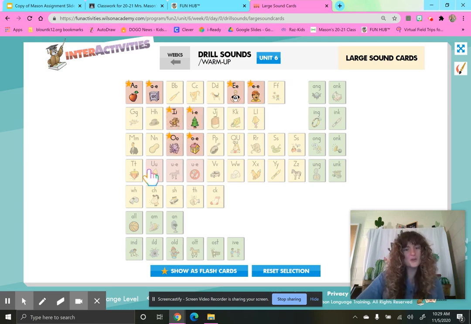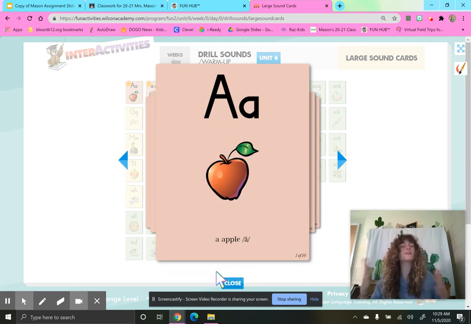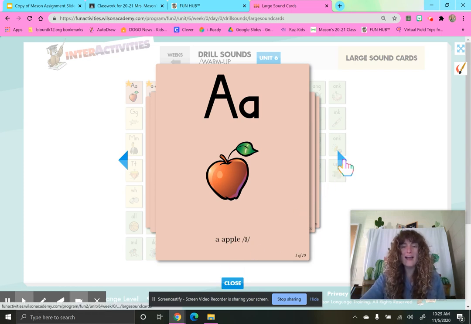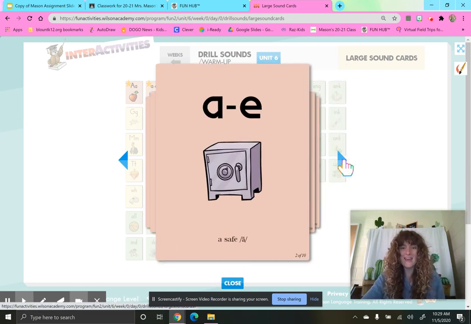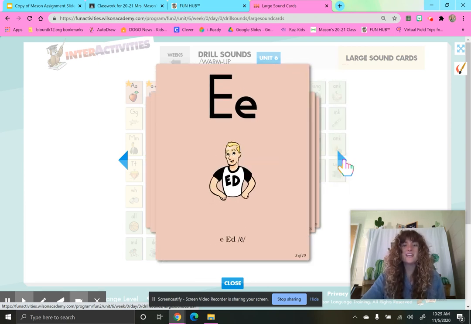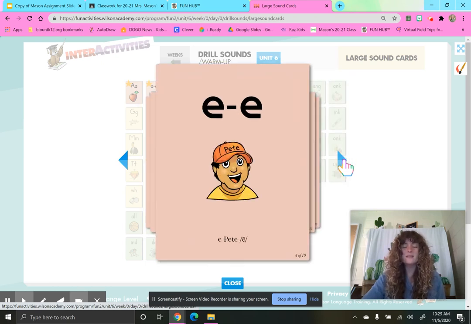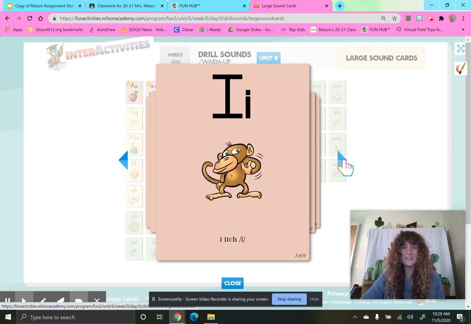So I'm going to get these ready as flashcards. Here we go. All right, so I'm going to say it, and then I want you to repeat after me. Here we go. A, apple, a. A, safe, a. E, ed, e. E, Pete, e. I, itch, i.